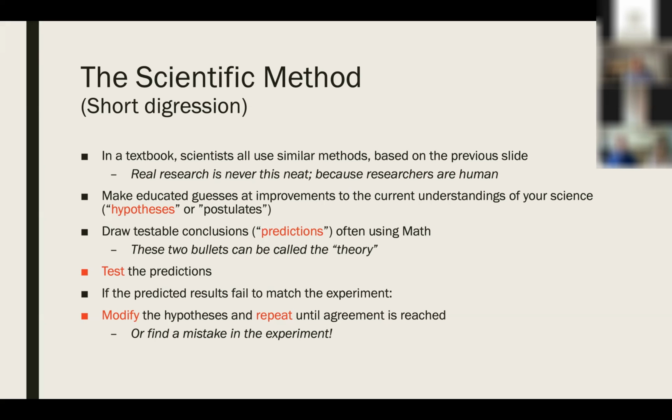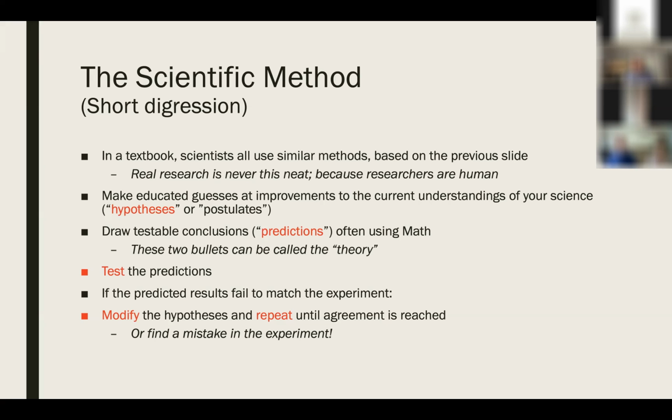So the textbook version of the scientific method is you start with perhaps an educated guess at some kind of an improvement to your current field of study. And these could be called hypotheses or postulates. Then you draw conclusions that, at least in principle, are testable. And these are typically called predictions, and they will often use a lot of math. And the two bullets together, you could call the theory.